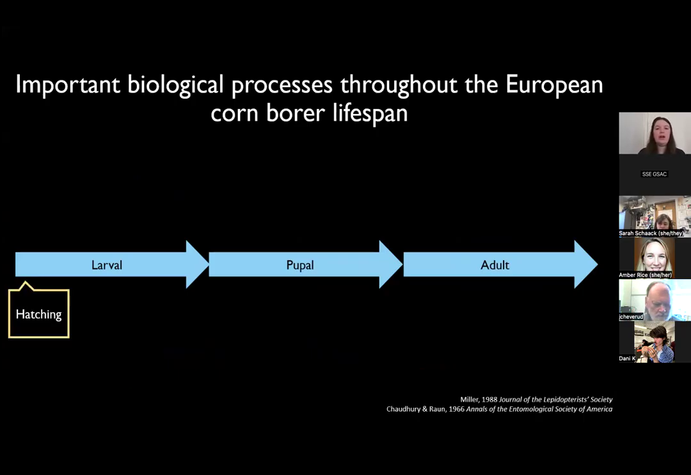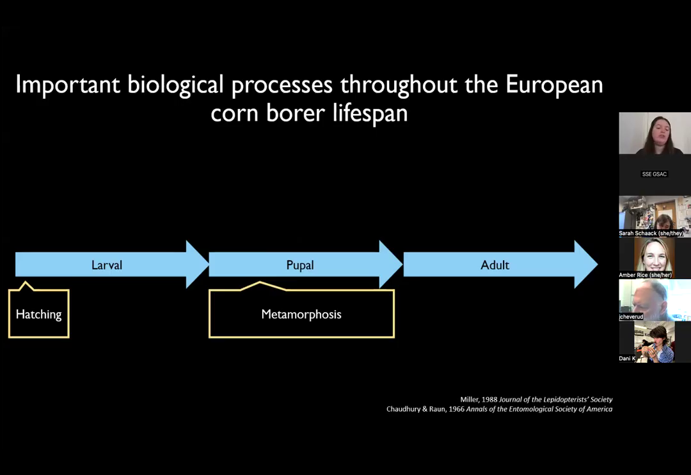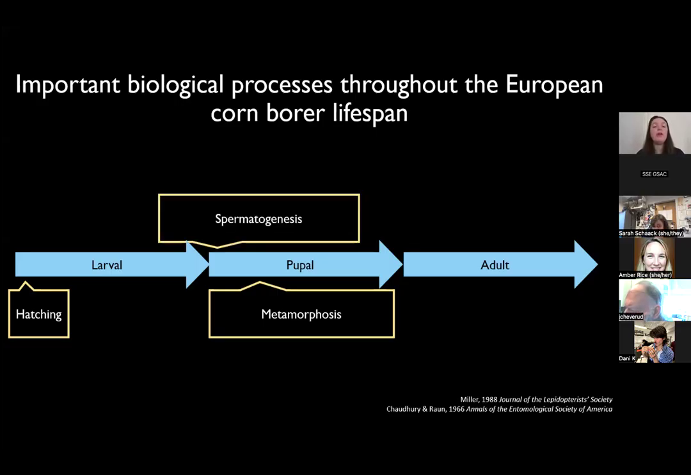Well, take this horizontal lifespan of the corn borer, and I'll just throw up here some important biological processes. At the beginning of their larval stage, they're hatching out of their eggs. I've already told you that during their pupation, they are undergoing metamorphosis the entire time. And then in particular in corn borers, male gametogenesis or spermatogenesis, when they're making their sperm, starts in the late larval stages, so when they're big fat caterpillars, and it goes just before they emerge as adults.